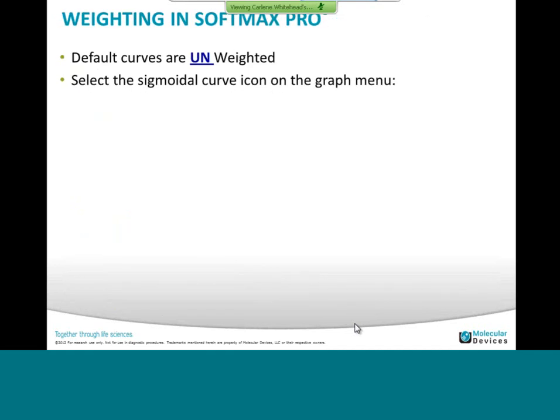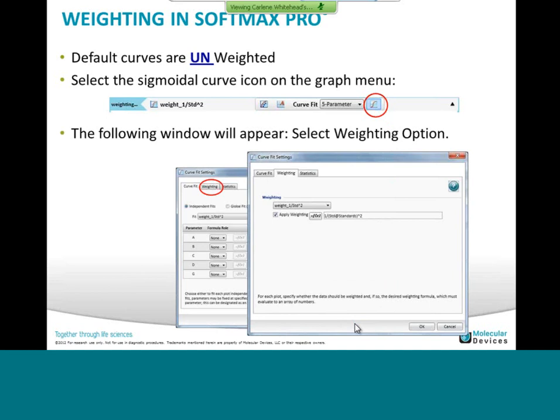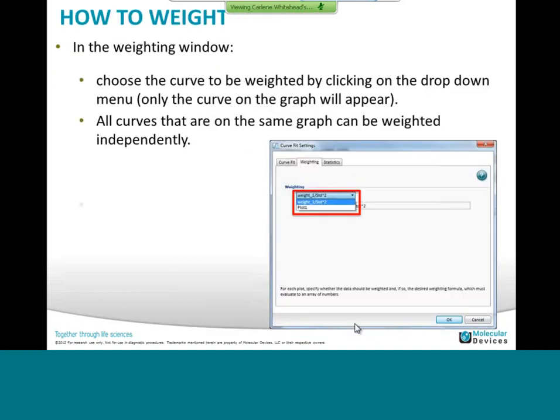So, weighting in SoftMax Pro. The default curve in SoftMax Pro is unweighted. Once again, you have to select the sigmoidal graph on the graph menu, and you will have the following window. You have to select the weighting option, and then this window will appear on your screen. From that window, you select the drop-down menu, and it will show you all the curves that you have on your graph. You will have to select the curve that you want to weight.